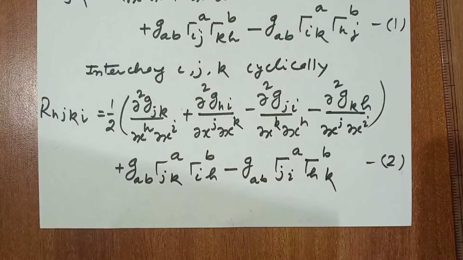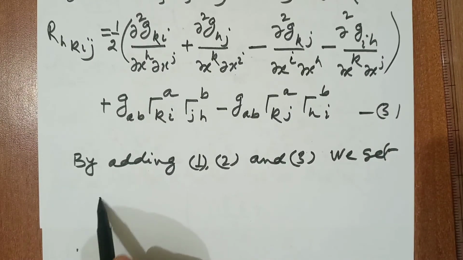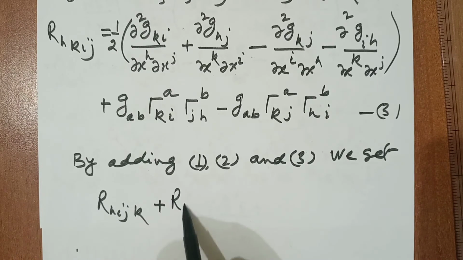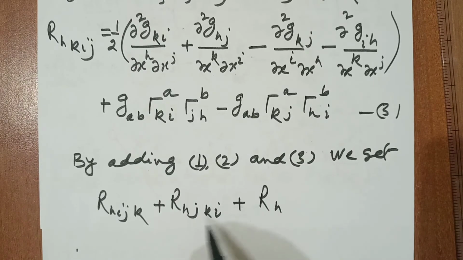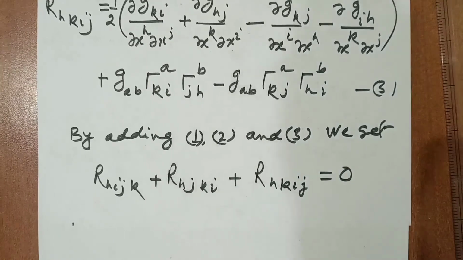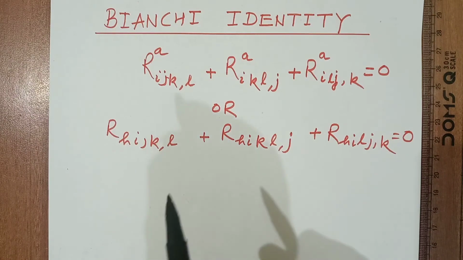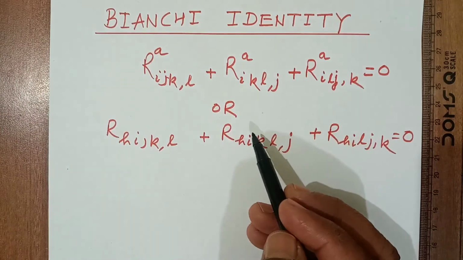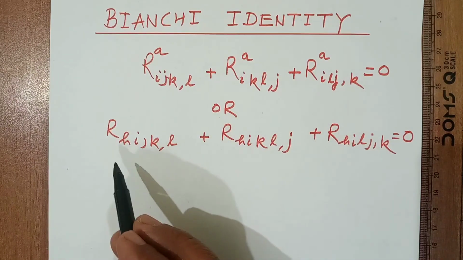By adding we get R_hijk plus R_hjki plus R_hkij is equal to 0. Okay, and hence proved. Bianchi identity. This is very important. Bianchi identity. This can be written in two ways. First is curvature tensor of second kind, and in terms of curvature tensor of first kind.